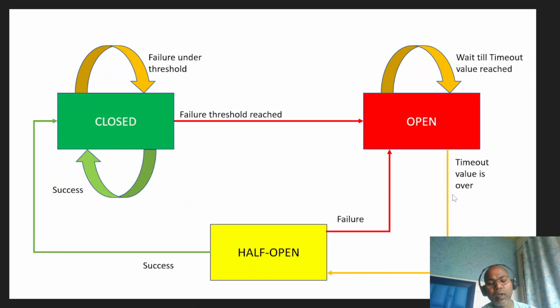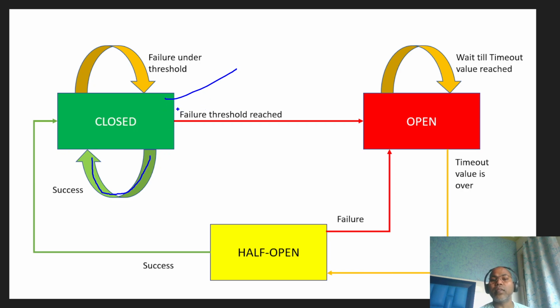This is the pictorial representation of the same design. The circuit breaker always works on three states. The first is the closed state. If your circuit breaker is closed, that means all the requests are passing successfully. All of this is a success, meaning the requests are going through properly and our node or microservice is very healthy and working properly.